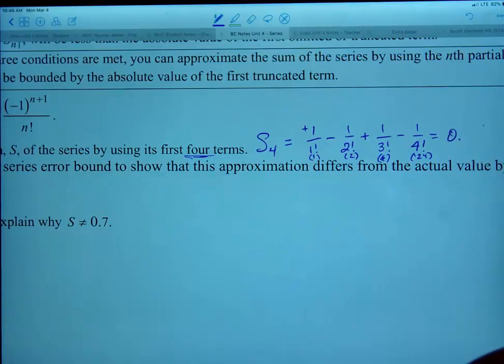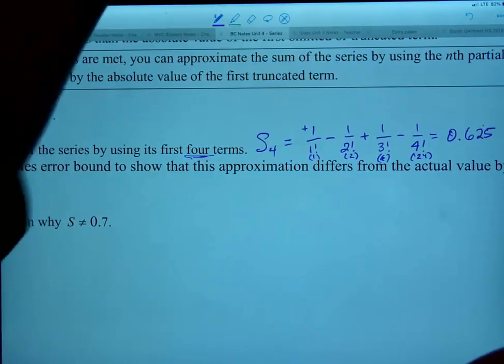What are you getting? 0 point what? 625. 0.625 is what you should come up with. Okay?